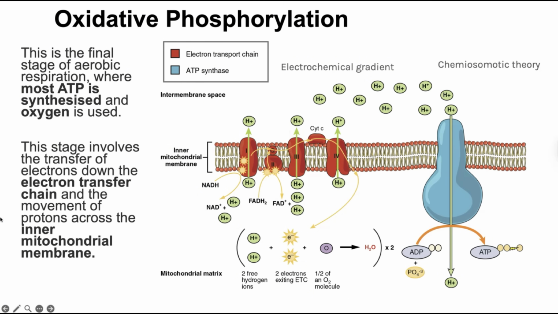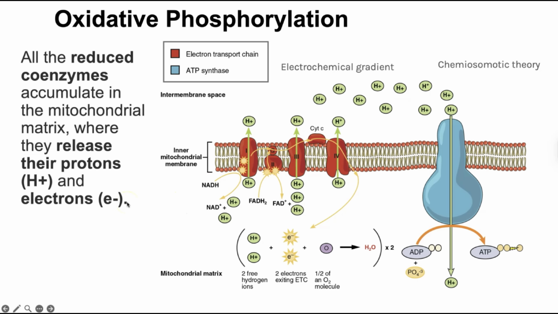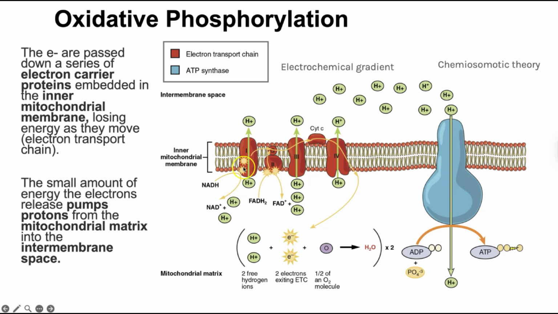And this stage involves the transfer of electrons and the movement of those electrons along that inner mitochondrial membrane and the protons moving across. So in this one, first of all, those reduced coenzymes that we made are going to accumulate here in the mitochondrial matrix. The hydrogen is removed, and that is then split into protons and electrons. The electrons are picked up by these proteins and are passed down a series of electron carrier proteins embedded in that inner mitochondrial membrane, and this is the electron transport chain.